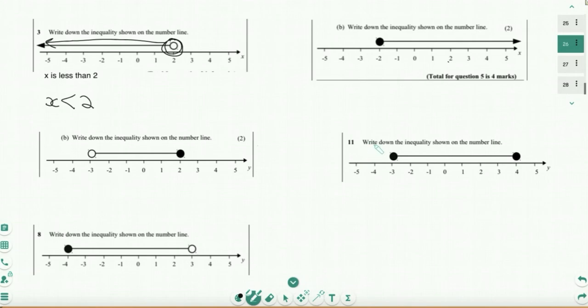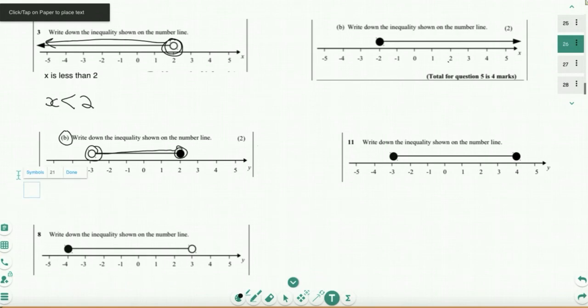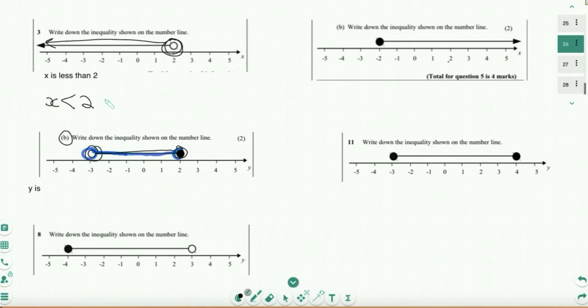Let's have a look at this one over here, b. So let's have a look. Well, it starts here at 2 and it goes to -3. So we can say x is, or in this case y is, well, it's less than 2, but it's more than -3. So let's write it out. y is less than 2, but more than -3.